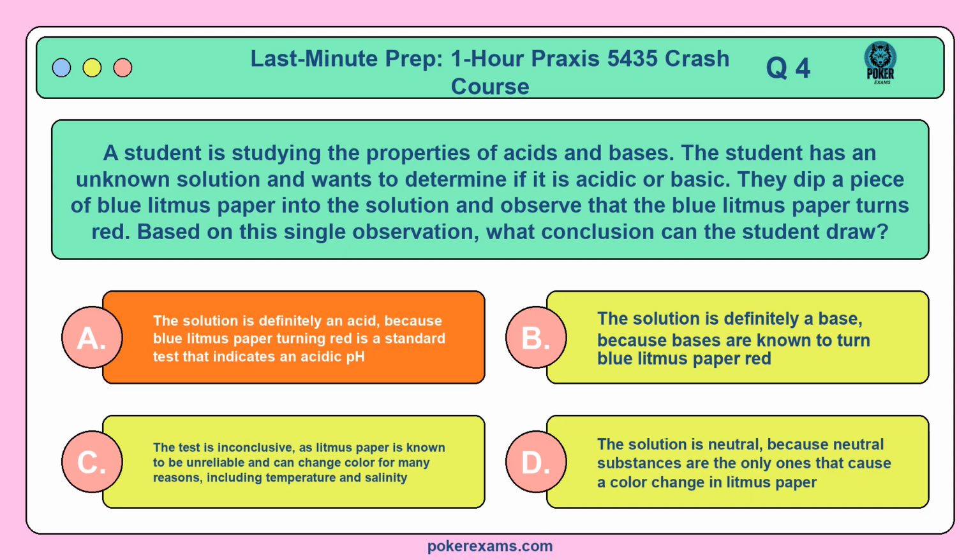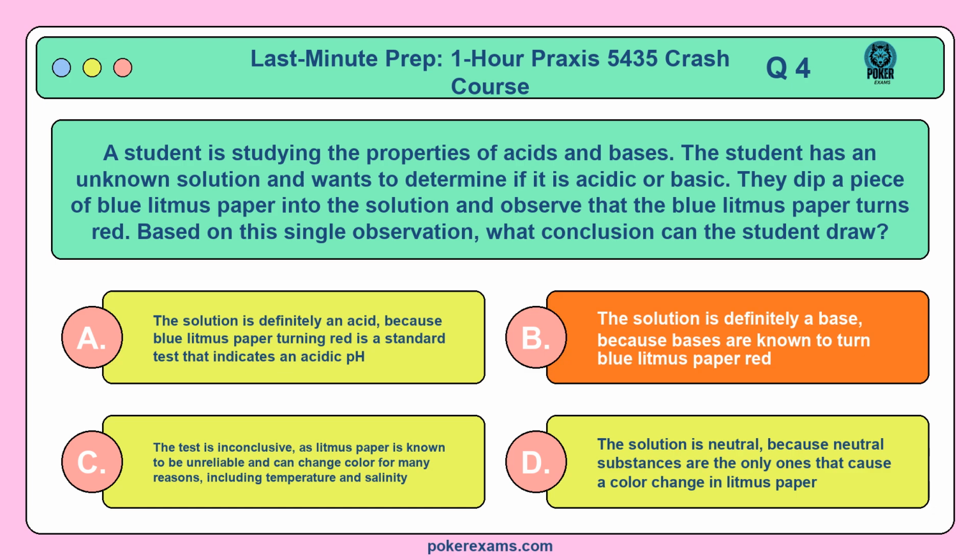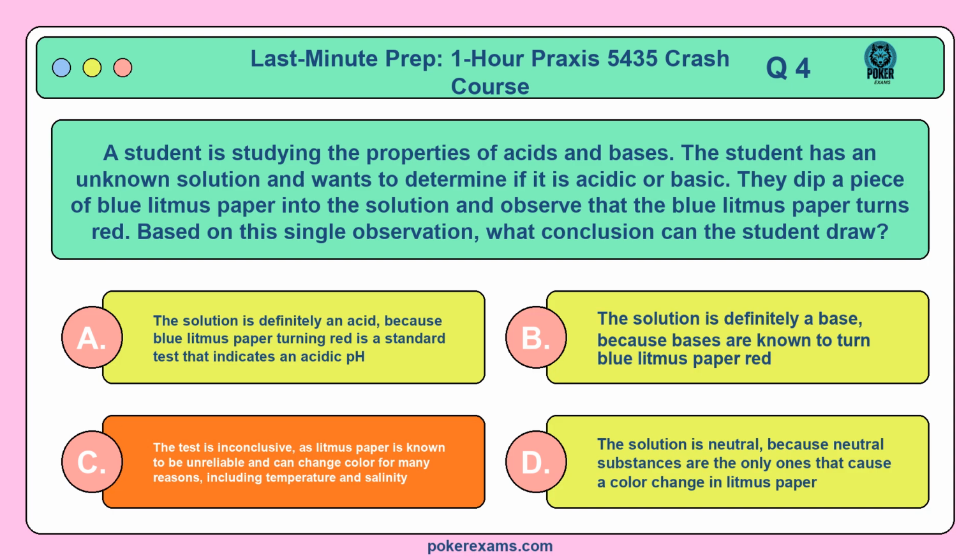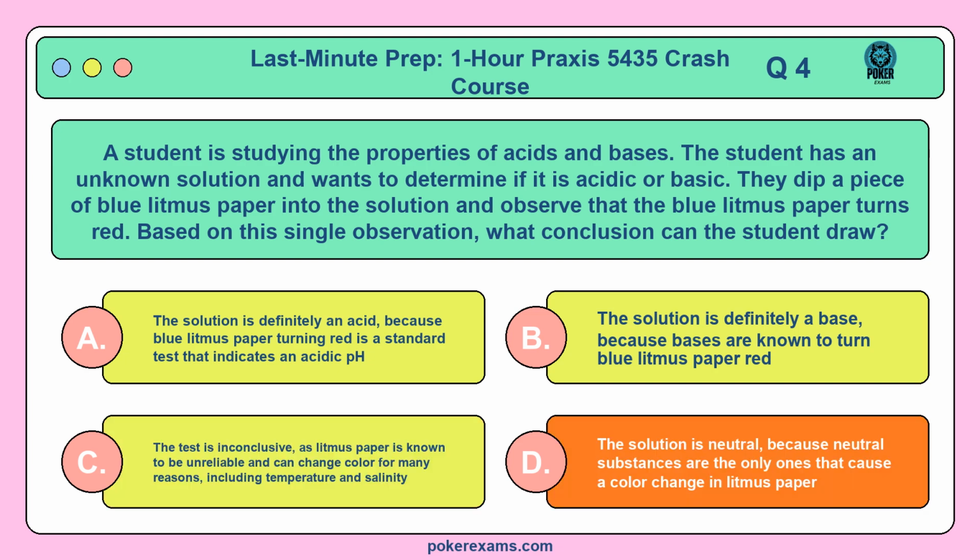Is it? Option A. The solution is definitely an acid because blue litmus paper turning red is a standard test that indicates an acidic pH. B. The solution is definitely a base because bases are known to turn blue litmus paper red. C. The test is inconclusive, as litmus paper is known to be unreliable and can change color for many reasons, including temperature and salinity. Or D. The solution is neutral because neutral substances are the only ones that cause a color change in litmus paper.